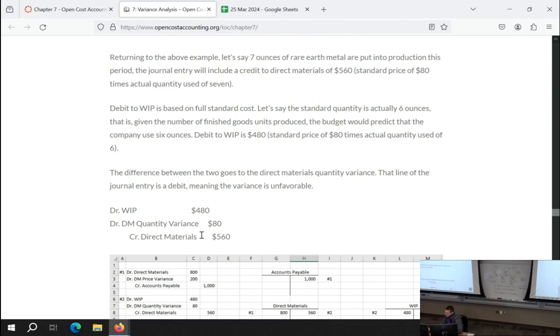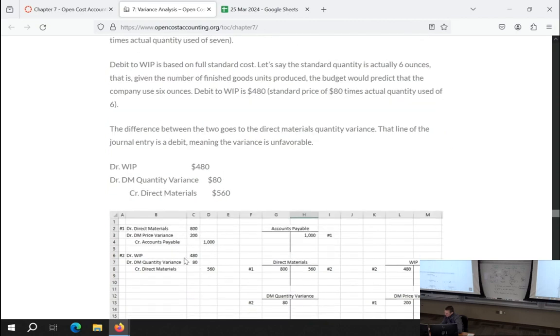So this is our quantity variance entry here. Debiting WIP at full standard, we would have expected to use 6 ounces to produce whatever number of finished goods units we did, at $80 an ounce. So 6 times 80 is $480. At full standard, we are debiting work in process at $480 based on our expectations.